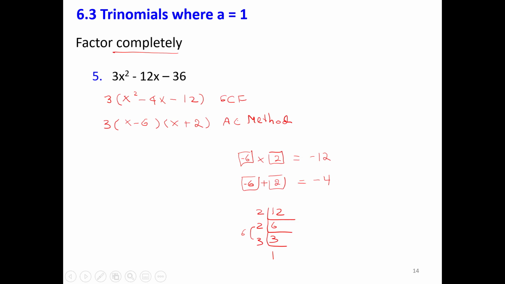And this, don't forget when you move to the next step to write the 3, yes, because in this case the factorization for this trinomial has 3 terms: 3x minus 6, x plus 2. And this is the answer.